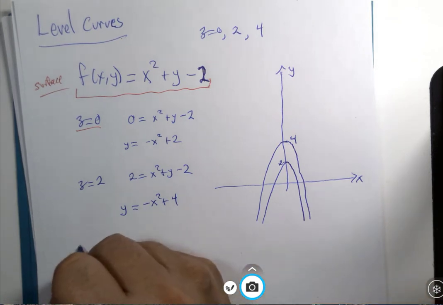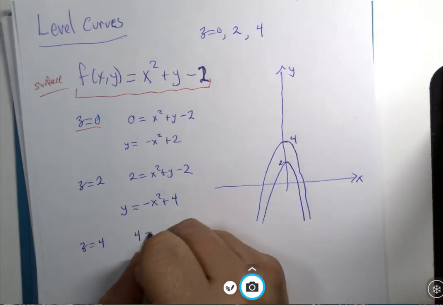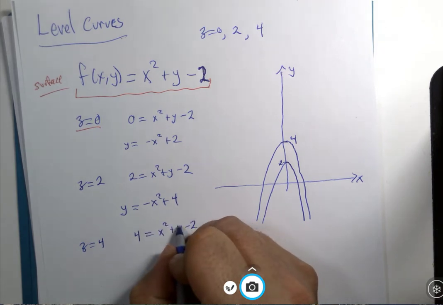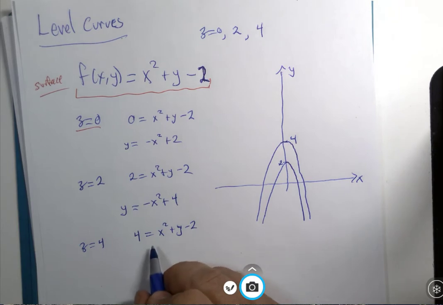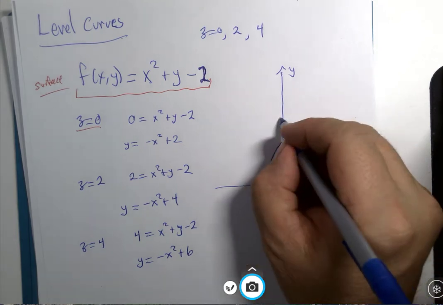If I let z equals 4, 4 equals x squared plus y minus 2. Add the 2, subtract the x squared. That would be negative x squared plus 6.